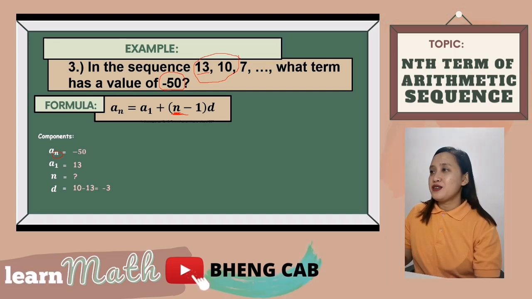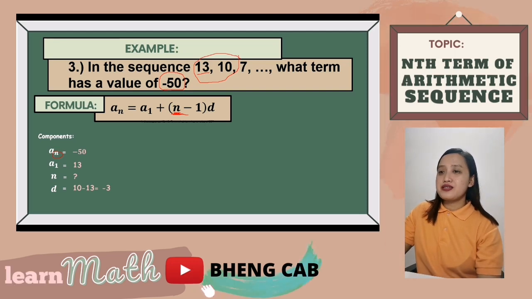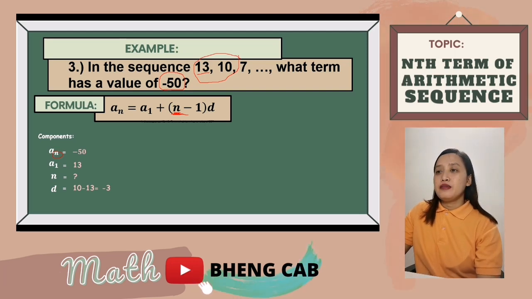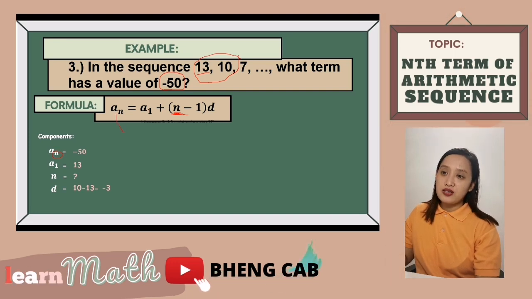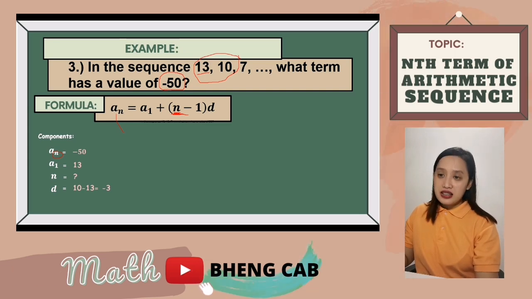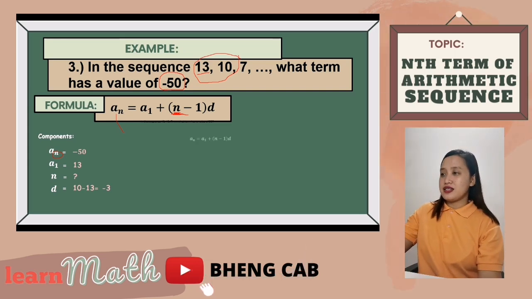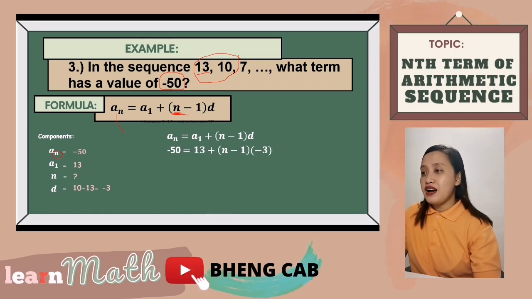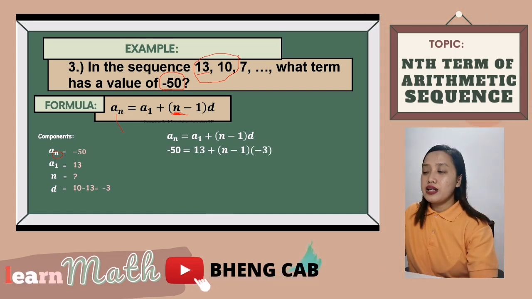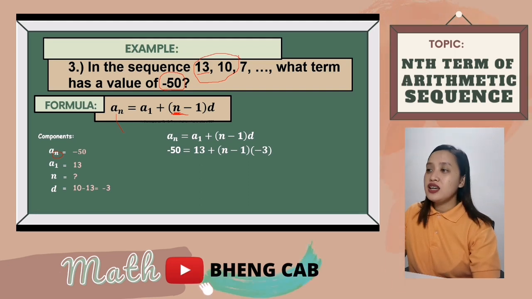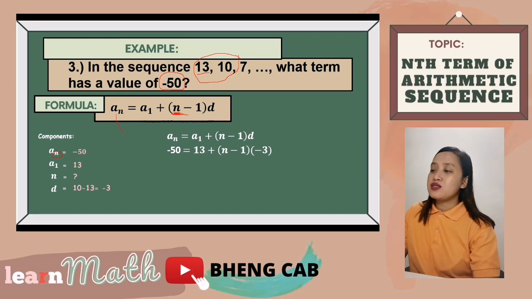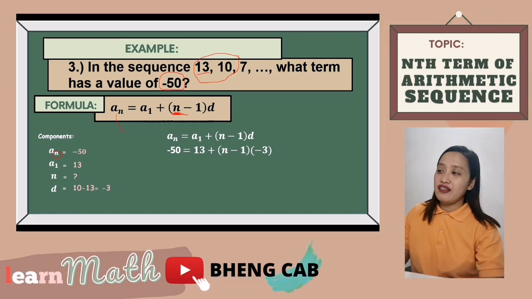Okay? So, let's use the formula. Meron tayong a sub n equals to negative 50. So, as is na yung sagot na meron tayo dito. Sa a sub 1, meron ding value. Sa n, ang ating missing part. Si d ay meron din. Okay? So, let's try to plug in the values we have. A sub n equals to a sub 1 plus quantity n minus 1 times d. Our a sub n is negative 50. Our a sub 1 is 13. So, negative 50 equals to 13 plus quantity n minus 1 times negative 3.